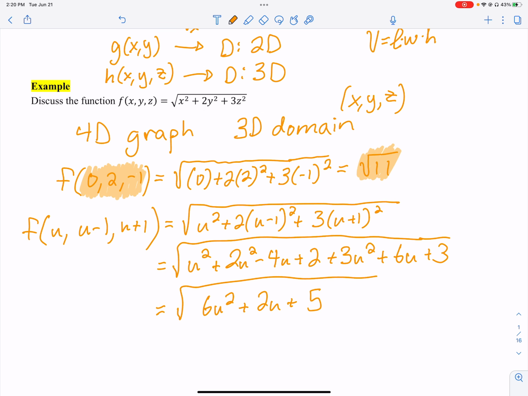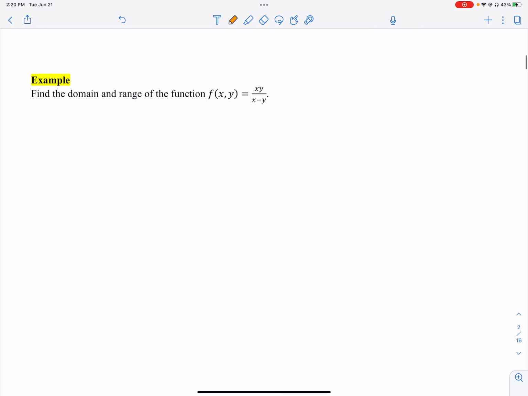I just want you to know the 4D graph, the 3D domain. That's going to be very good insight for us going forward. And then we need to be able to plug points in, and we also need to be able to do compositions. What compositions are is plugging a function into another function. All right, let's take a look at this example.